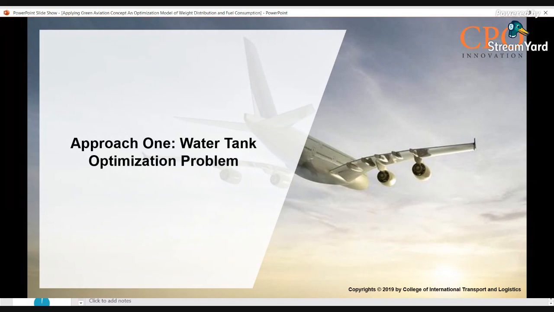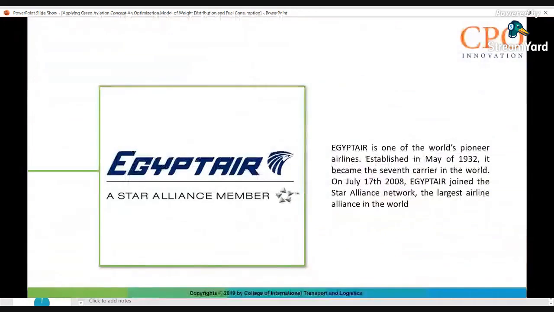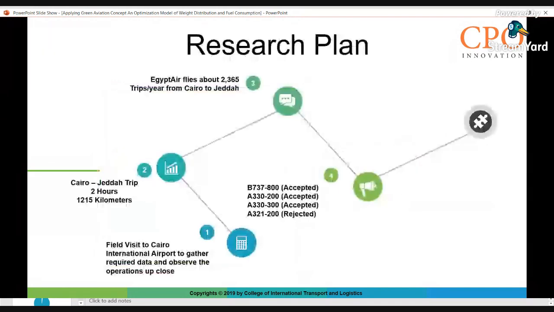Today, we'll be applying this equation on a real-life case study, which is Egypt Air. Egypt Air is one of the world's pioneer airlines. It's Egypt's national airline, established in May 1932. They are a member of the Star Alliance network, the largest airline alliance in the world. They have a huge number of trips each day, so they will be a perfect example for us to measure our proposed solutions on.